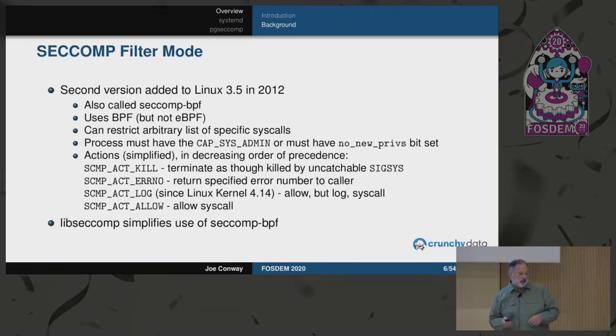Now there's a library called libseccomp, I think written by Paul Moore, and that uses seccomp BPF, and it also is a nice interface to seccomp from a C program, so that's what I use for PG seccomp. I really have no idea what systemd is doing internally. I didn't try and look at that.